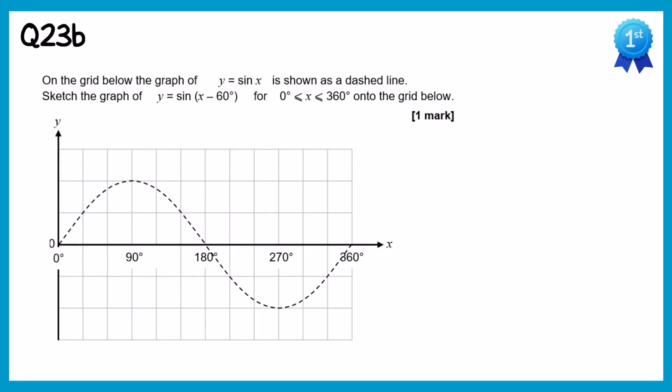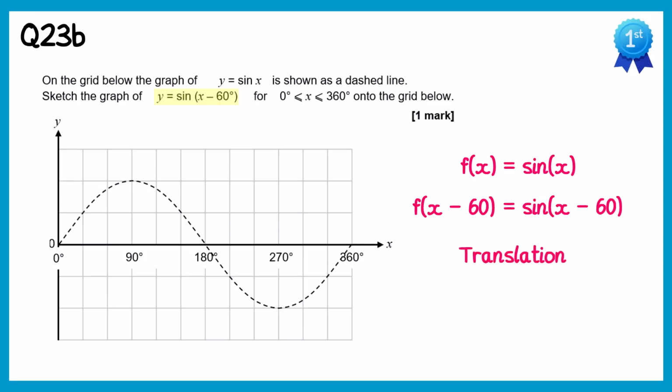In the second part, we need to draw the graph of y equals sine of x minus 60. If we treat the original graph, y equals sine x, as f of x, then we could write f of x equals sine x. We've been asked to work out f of x minus 60, since that will be sine of x minus 60. When we subtract a number inside the bracket here, this means we're going to do a translation, but it's typically the opposite of what you would first expect. Rather than going to the left 60, this one will go to the right 60.